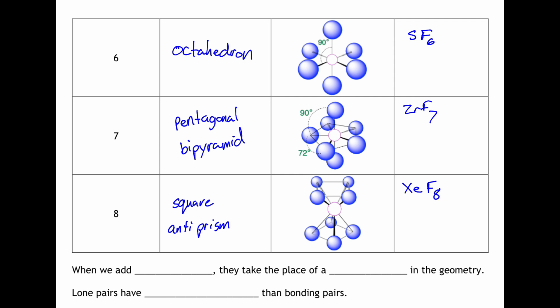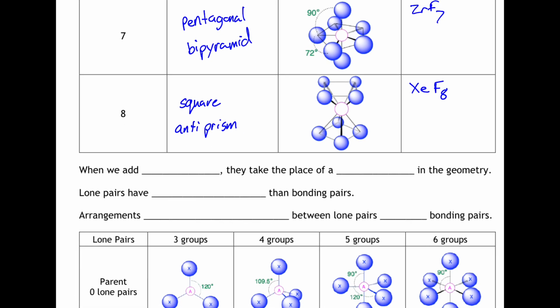Okay, so those are just basically each of the shapes that we have. And now we're going to edit those shapes and make new shapes, because basically we're going to add lone pairs to this. So when we add lone pairs, they take the place of a bonding pair. In the geometry, basically we'll replace one of the circles in the above pictures with an empty space, like an electron pair, so that it will change the shape you actually see. But each of the shapes has the same base pair.